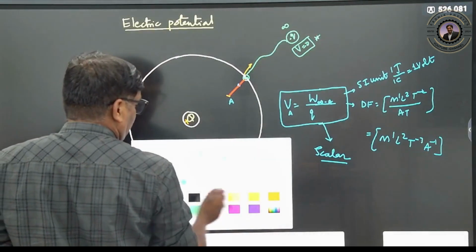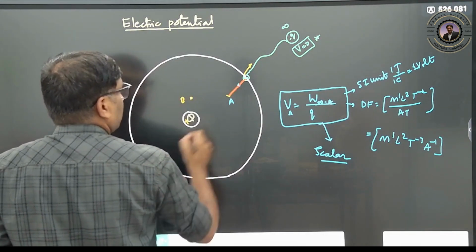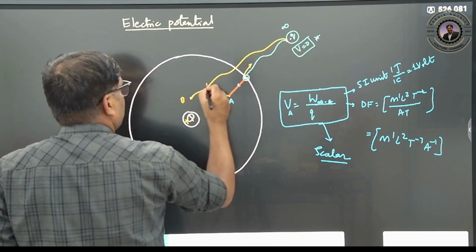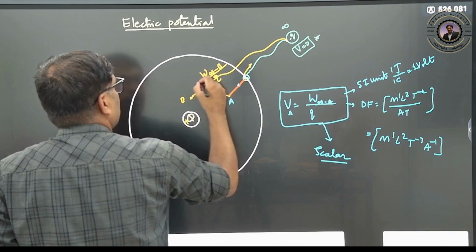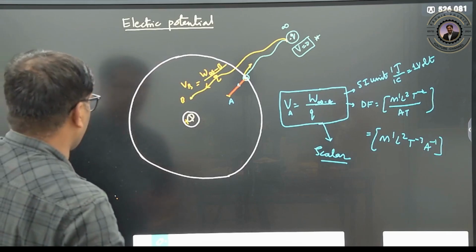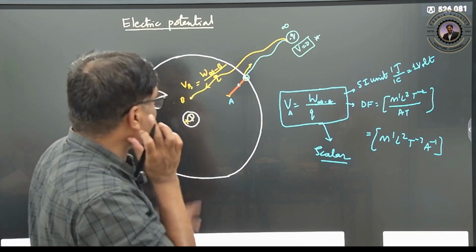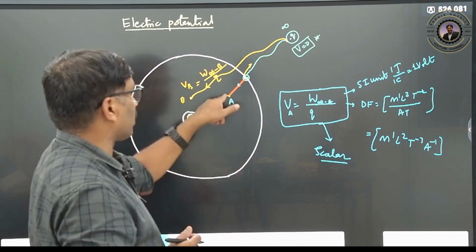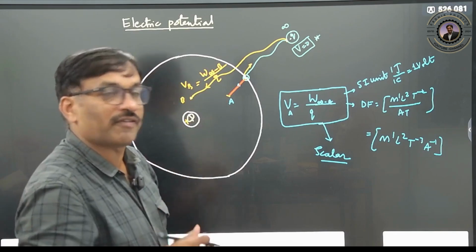Now suppose I am taking this point here, B. To bring this charge from infinity to this point, the work done from infinity to B by Q is nothing but the potential at B. Clear? So can you tell me where the potential will be more? We are bringing it very near to this charge, so potential at B is greater compared to the potential at A.